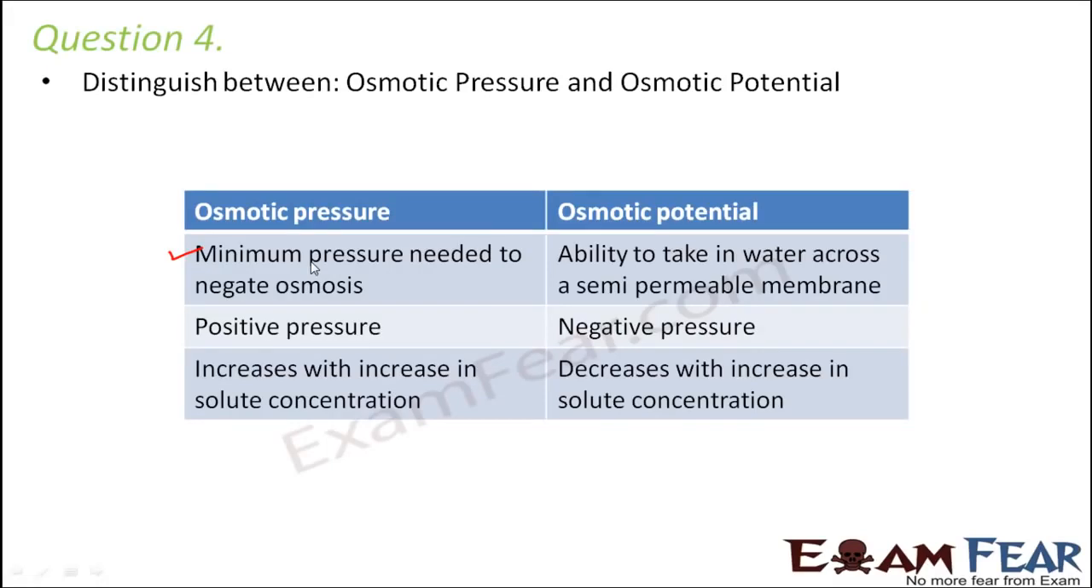So osmotic pressure increases with increase in solute concentration, whereas osmotic potential decreases with increase in solute concentration. Why is that? Because when the solute concentration increases, what happens? More and more water keeps flowing into that region. So when you apply a positive pressure, it stops. Osmosis stops. That is osmotic pressure. But that potential which wants more and more water to flow into that region, that is osmotic potential.